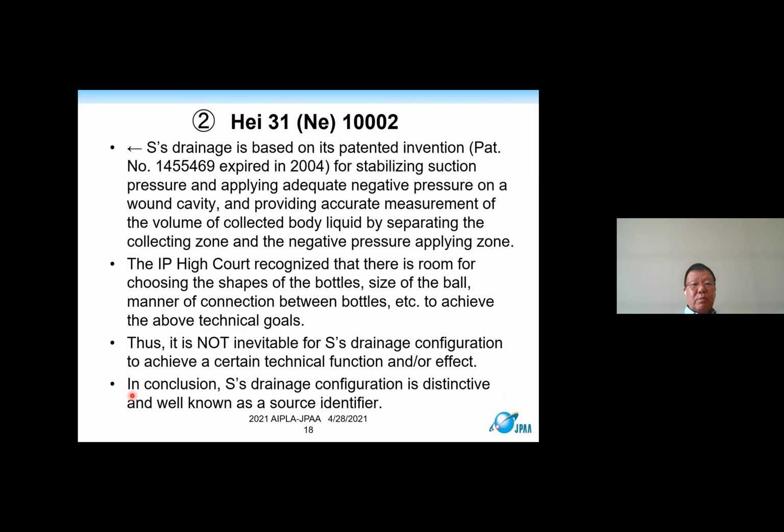Actually, in this case, Sumitomo's drainage device is based on its patented invention for stabilizing suction pressure and applying adequate negative pressure on a wound cavity in the human body, and providing accurate measurement of the volume of collected body liquid by separating the collecting zone and the negative pressure applying zone. But the IP High Court recognized that there is room for choosing the shapes of the bottles, the size of the bore, and the amount of the connection between bottles to achieve the above technical goals.